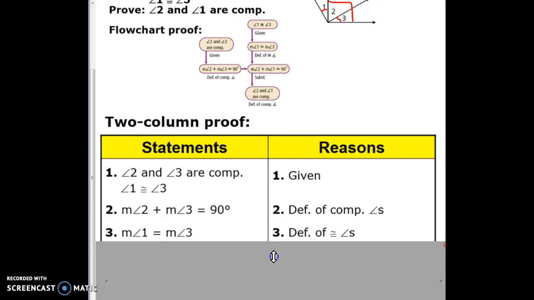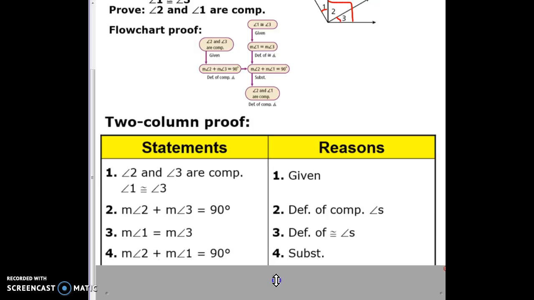And how that looks is the measure of angle 1 is equal to the measure of angle 3. You can see we're right here at this point. Well, the reason for that is that's what congruent angles are. By definition, that's what congruent angles are. If they're congruent, then they have the same measure. So now I've got these angles. I'm going to be able to do some substitution here.